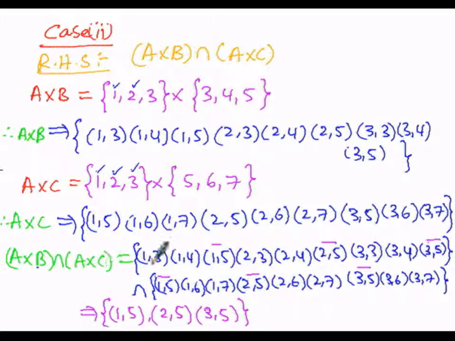Here (1,3) is present in the first set, but it is not occurring in the second. (1,4) is occurring in the first set, but not in the second. (2,3) and (2,4) are occurring in the first, but the second starts with 2 5. (3,3) and (3,4) are occurring, but the second starts with 3 5. Therefore only (1,5), (2,5) and (3,5) are the common elements. So these are the 3 ordered pairs of A cross B intersection A cross C. This is equation number 2, which we got from case number 2.